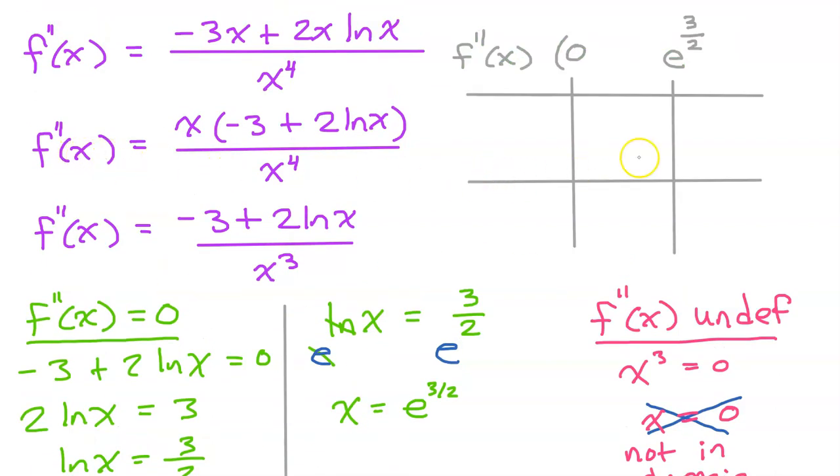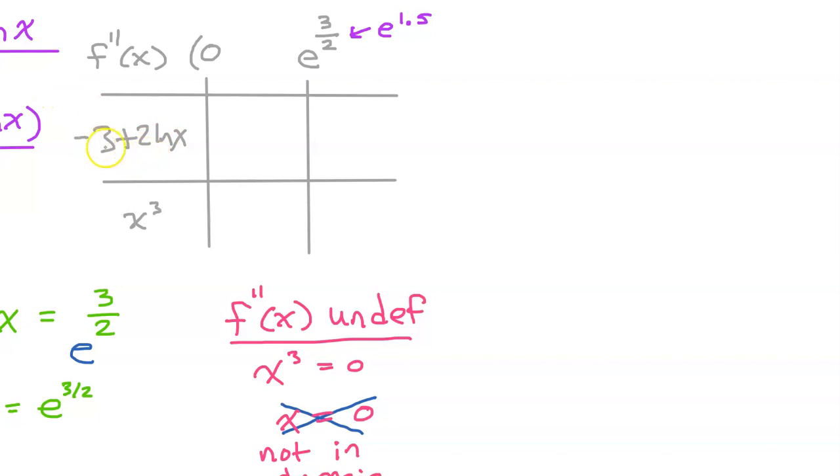So let's make our sign chart. Here we have the e to the 3/2 power on the number line. I'm going to include 0 because that's where the domain begins. We are told that x is greater than 0. We will need a row for the numerator of f double prime and the denominator. So I will put negative 3 plus 2 natural log x here, and I will put x to the 3rd power here. So let's decide whether negative 3 plus 2 natural log x is positive or negative in each interval. As we decide, remember that e to the 3/2 power is e to the 1.5 power.